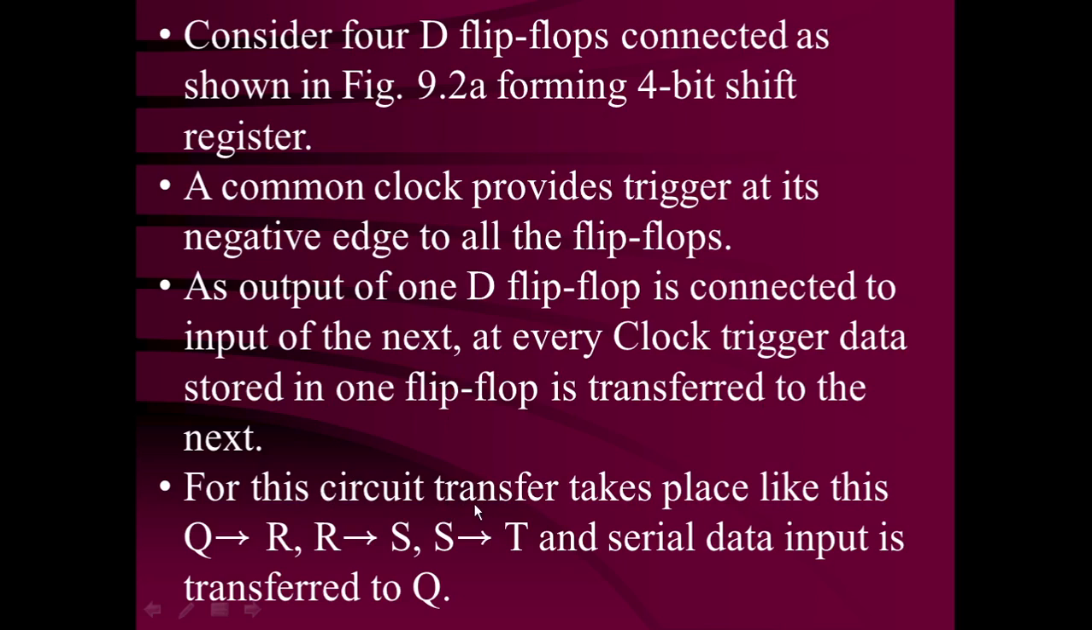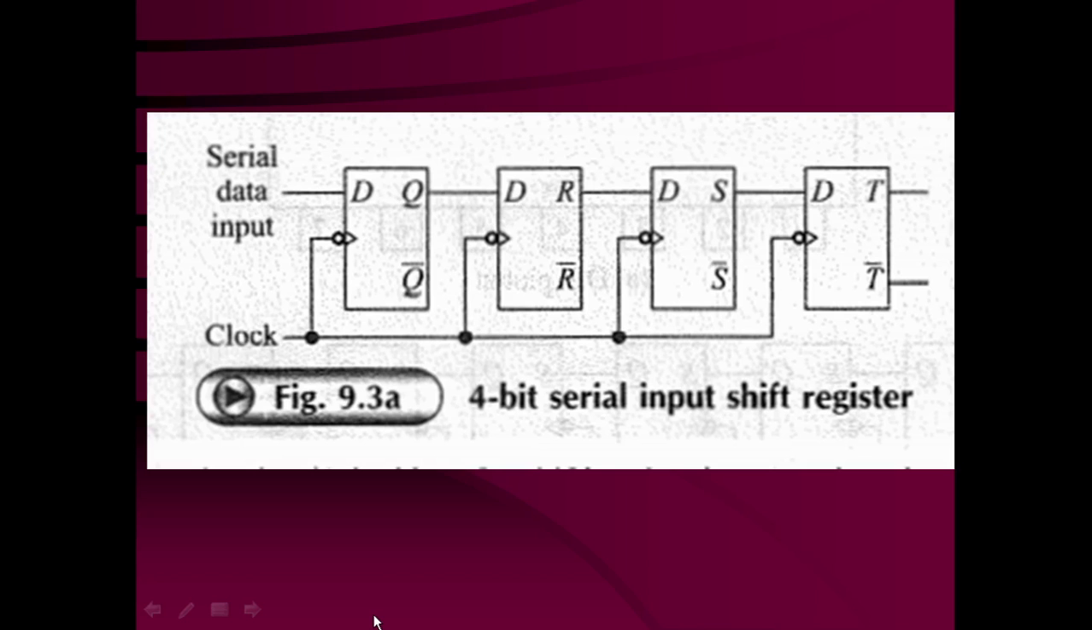For this circuit, transfer takes place like this. We can designate the first flip-flop as the Q flip-flop, the second as the R flip-flop, the third as the S flip-flop, and the fourth as the T flip-flop. So on every clock cycle, the output of the Q flip-flop is transferred to the R flip-flop, the output of the R flip-flop is transferred to the S flip-flop, and the output of the S flip-flop is transferred to the T flip-flop, and the serial data input is transferred into the first flip-flop on a negative edge of the clock pulse.